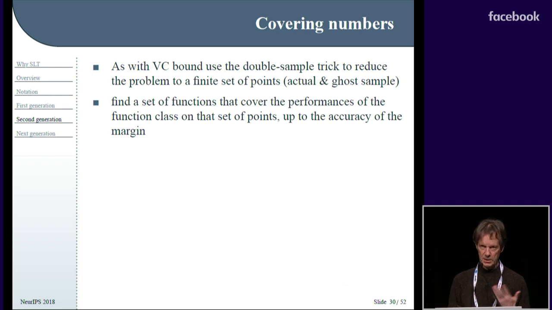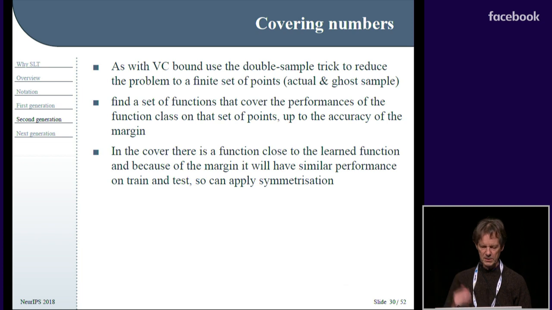So that's the idea of a cover, that we find a set of functions that, if you like, describes the richness of performances that we can expect. We therefore can find in that cover a function that is close to the function that was output by our algorithm. It's within the margin accuracy of the function on all of the points. And so that function actually will have similar performance on the test and training, the first sample and the second sample, because it's within the margin accuracy, it's giving the same values. So when we threshold, we'll have a very similar performance.